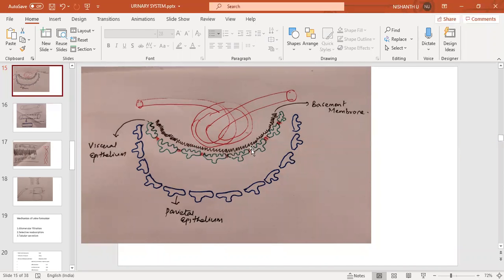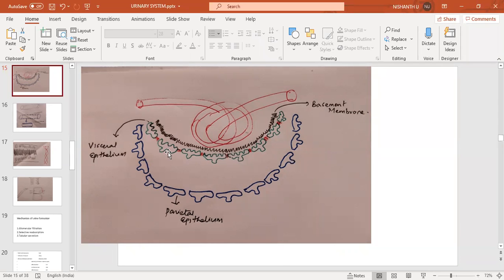And apart from that, we discussed Bowman's capsule, and we also discussed that between each epithelium, that is the visceral epithelium, you can see this diaphragm will be there. This is made up of a protein called nephrin, and the size of this diaphragm is 20 to 30 nanometers. This is what we discussed in the previous class.